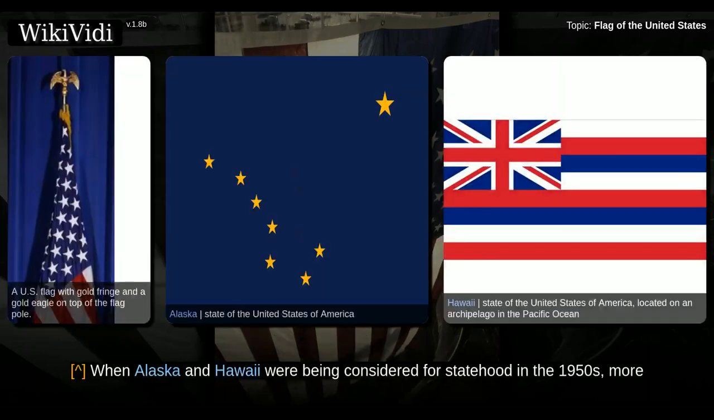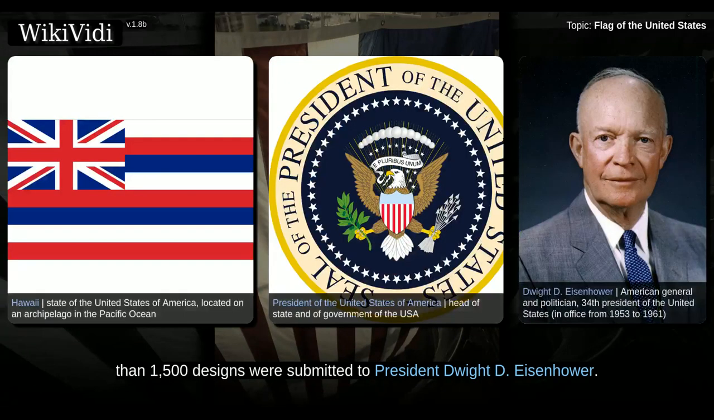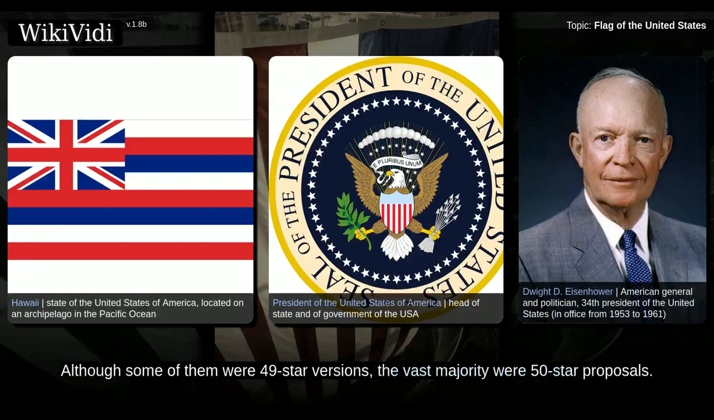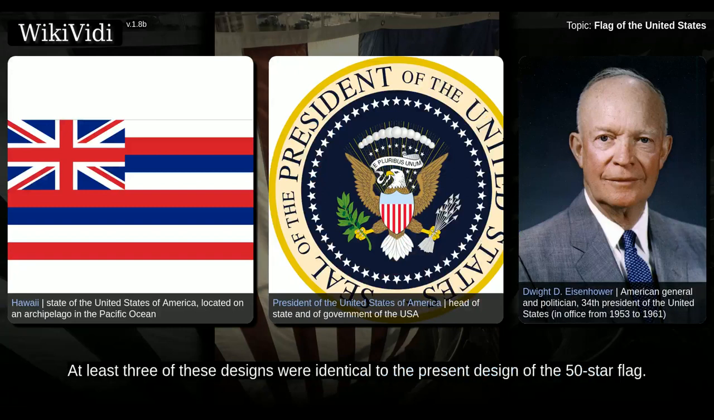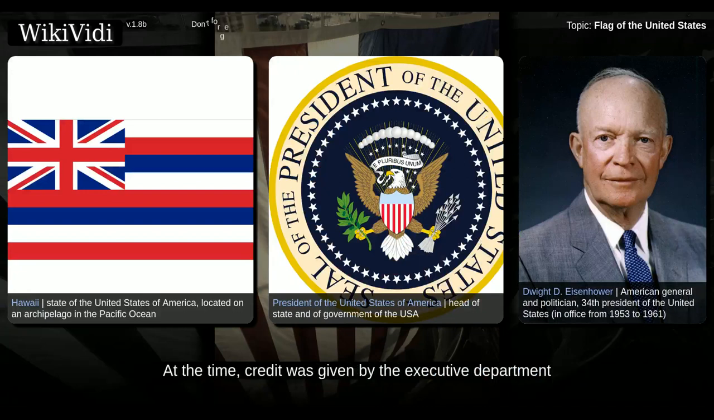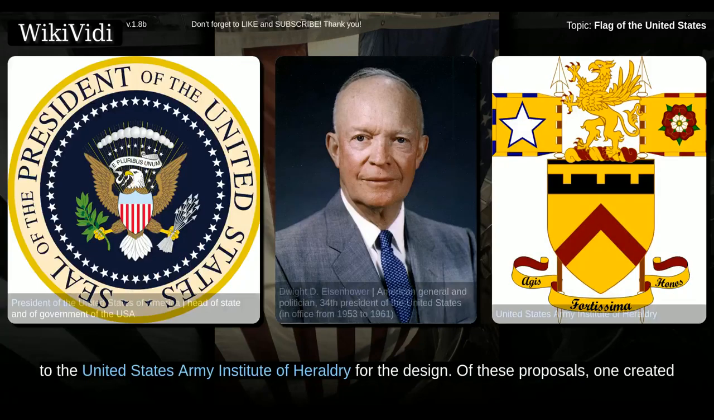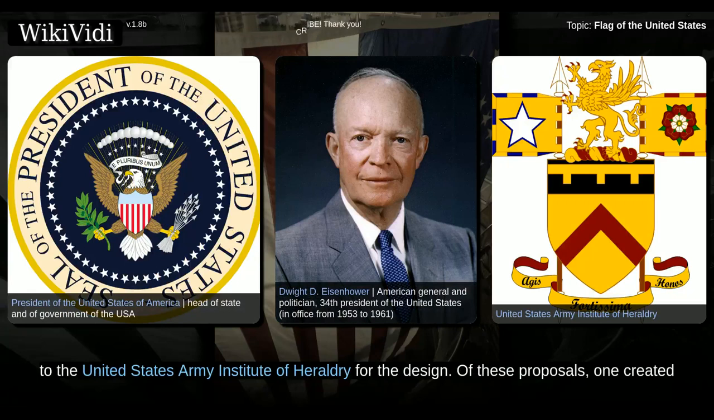When Alaska and Hawaii were being considered for statehood in the 1950s, more than 1,500 designs were submitted to President Dwight D. Eisenhower. Although some of them were 49-star versions, the vast majority were 50-star proposals. At least three of these designs were identical to the present design of the 50-star flag.